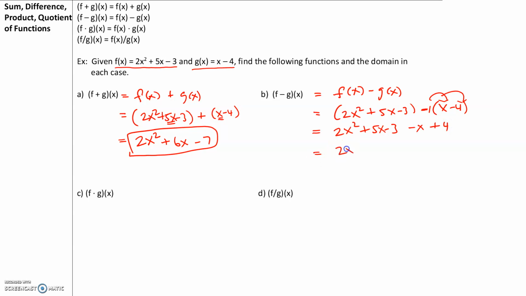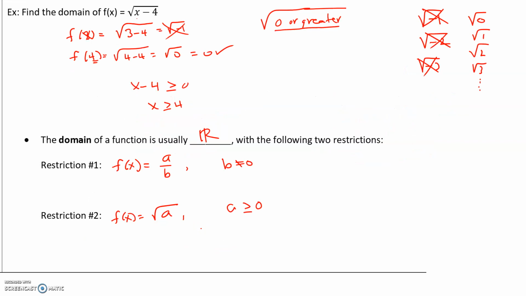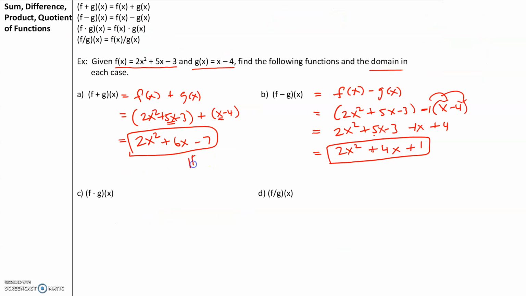If we combine our like terms, we get 2x squared. 5x minus x, there's like an invisible 1, so 5x minus 1x is going to be 4x. And then negative 3 plus 4 is positive 1. So this expression is f of x minus g of x. Now, it also says find the domain in each case. We ask ourselves, do we have either of these two restrictions? Do we have a fraction, or do we have a radical? If the answer is no, then the domain is going to be all real numbers. So in each of these cases, we don't have a fraction, we don't have a radical, so the domain is going to be all real numbers.